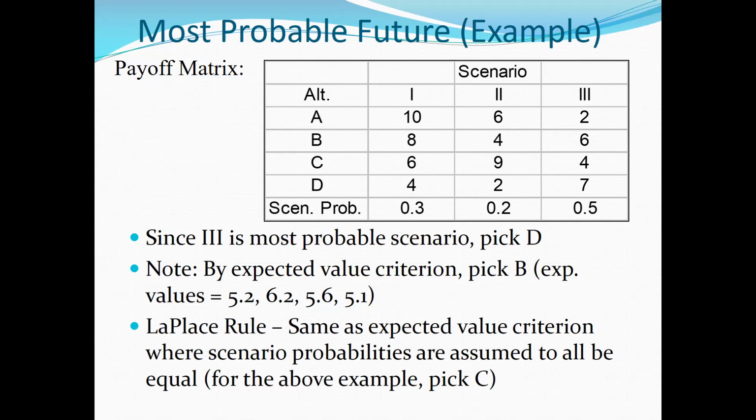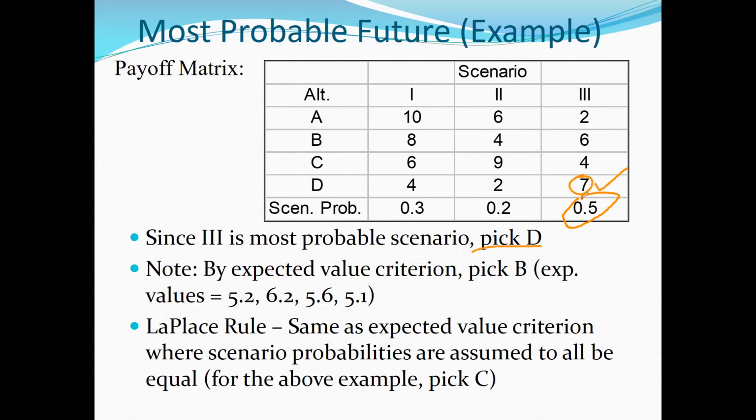You should know this. Yeah, so I see something in the chat. Yep, the third scenario. Third scenario is exactly right because it has the probability of 0.5, the highest probability. So if I assume that my most probable scenario is what's going to happen, which alternative would you pick? Which alternative has the max payoff in scenario 3? It's this one, right?